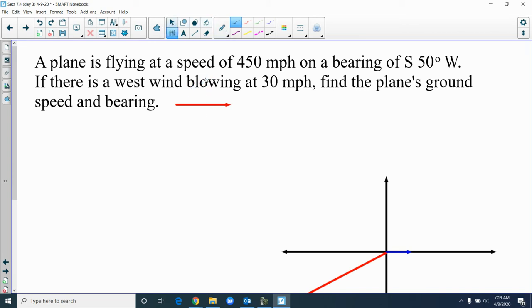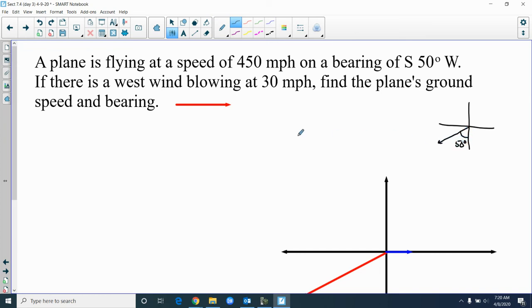So a west wind is coming from the west, basically west to east, so it's coming this direction. That would be a west wind. But for both of these, when we add vectors in ij form, we have to convert them to ij form. We have to put it in direction. Right now that is a bearing, south 50 degrees west. So south 50 degrees west means this is 50 degrees.